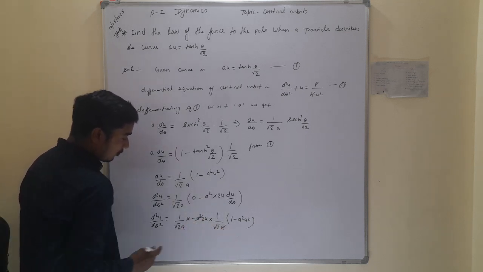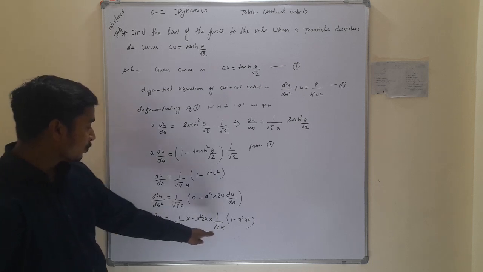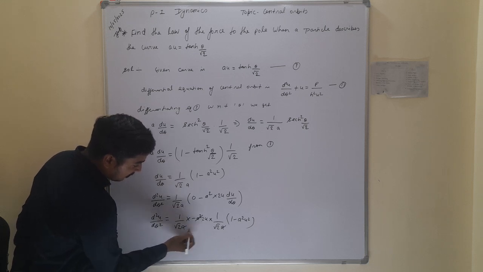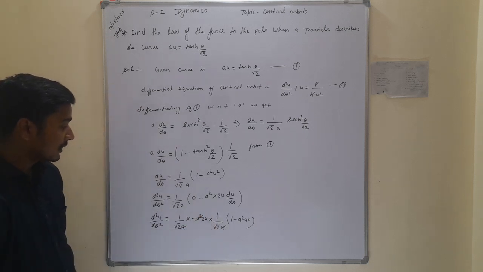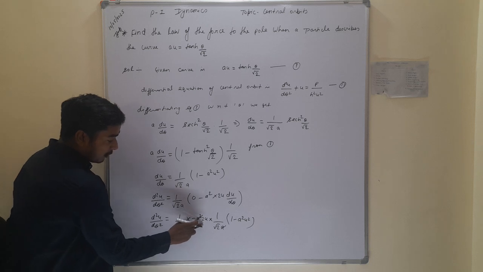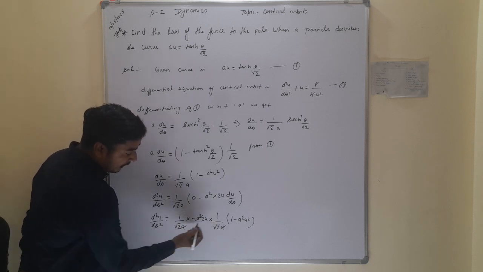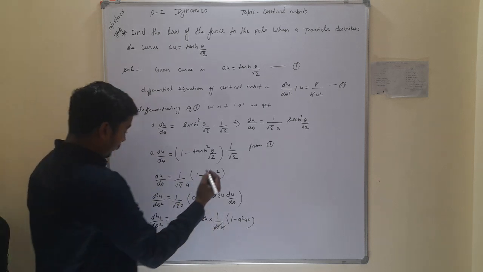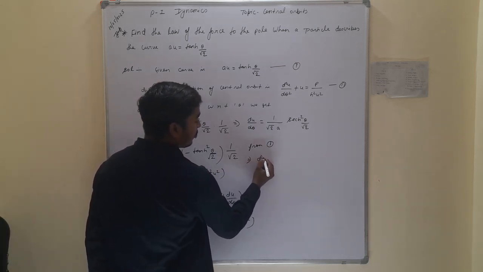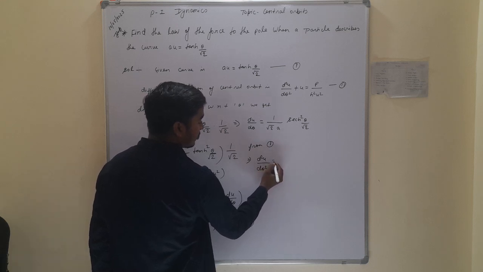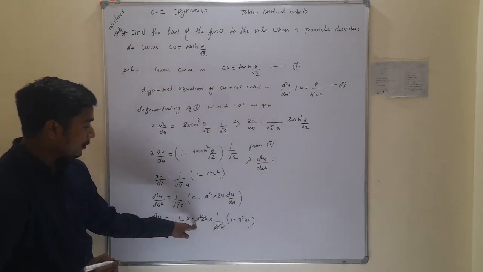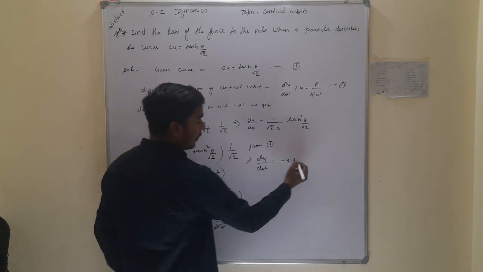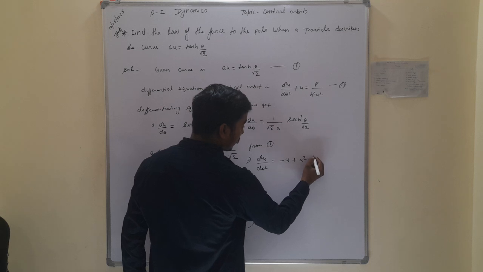Here a cancels with a, and √2 times √2 gives 2, which cancels with the 2. The a² also cancels out. Then the remaining is d²u/dθ² = −u(1 − a²u²) = −u + a²u³.